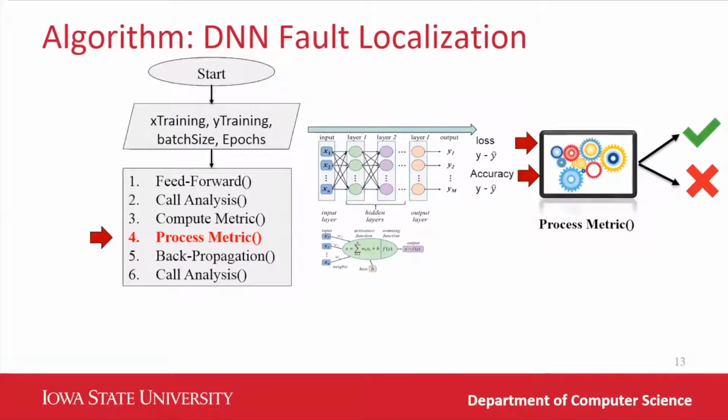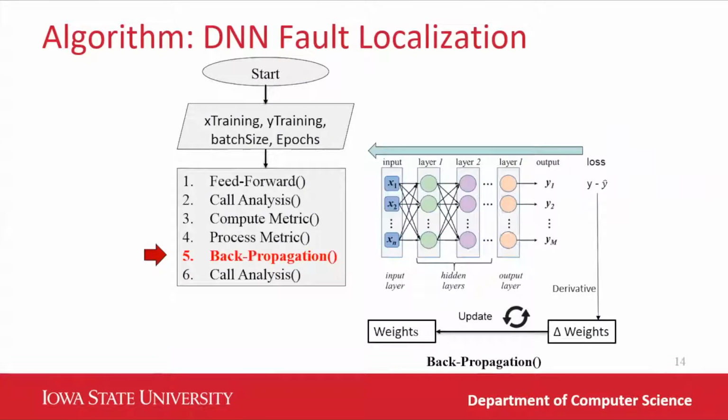During the process metric, the algorithm invokes the analysis procedure and passes the loss and accuracy values, then checks the following. First, if there is any numerical error from the loss or accuracy functions. Second, if the loss is not decreasing or the accuracy is not increasing for a long time.